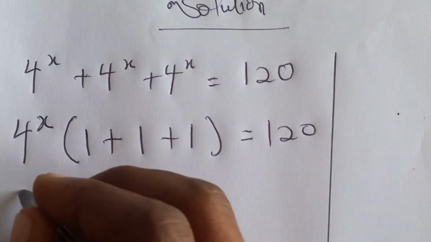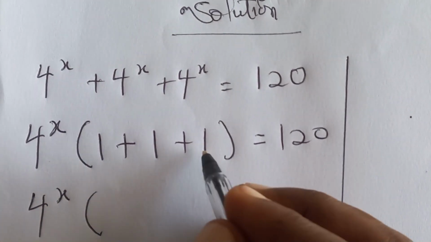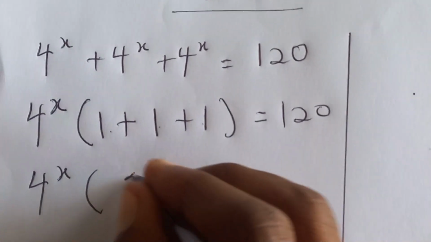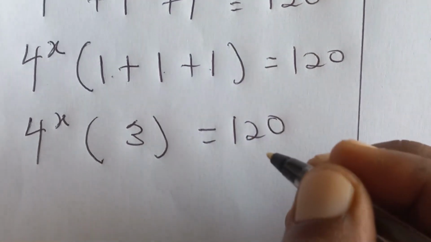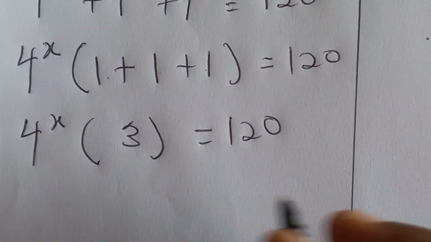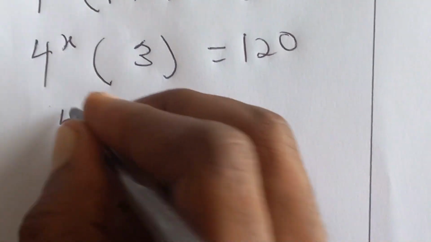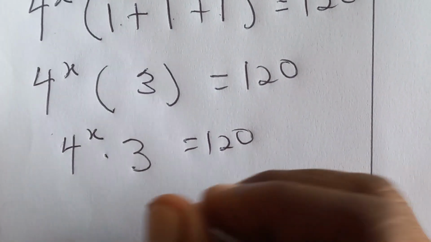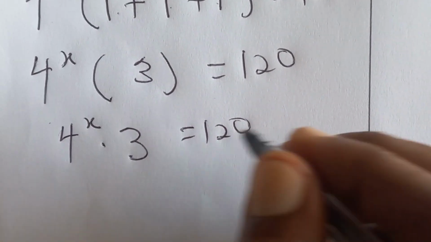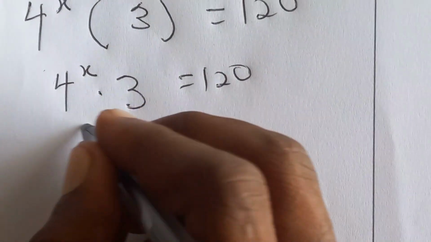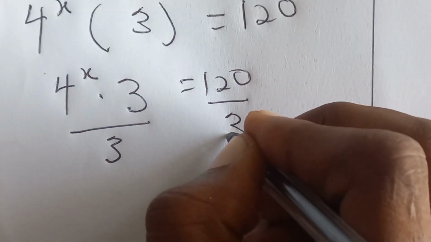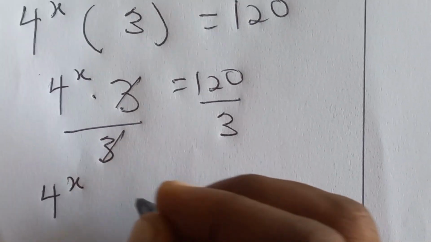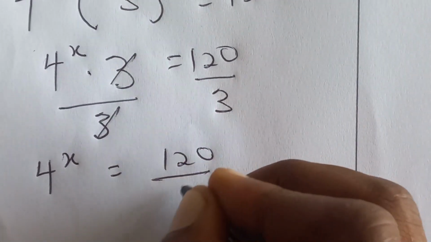So now we have 4 exponent x. When you sum up the terms in the bracket, you get 1 plus 1 plus 1, which is 3, bracket is equal to 120. So now we can express this as 4 exponent x multiplied by 3, which is equal to 120. With this, we can decide to divide both sides by 3. So 3 will cancel out 3, leaving 4 exponent x is equal to 120 on 3.